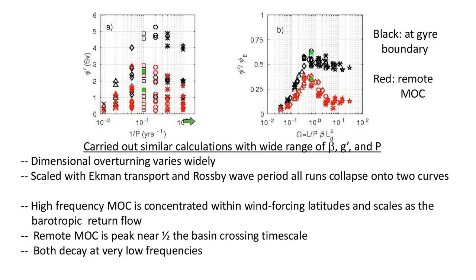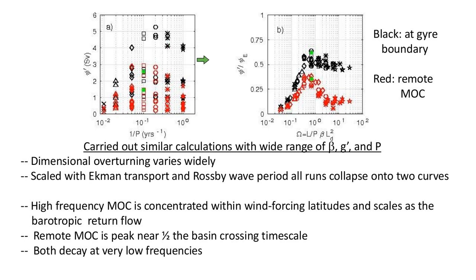So just to see how general this result was, I did a whole bunch of calculations. I varied beta, I varied g prime, and I varied the forcing period, P. And I'm plotting them as a function of 1 over the period. This is now dimensional. So that's 1 year, 10 years, 100 years. And I'm plotting the amplitude of the overturning stream function variability. The black ones are at the gyre boundary. They go from about 2 sverdrups up to 5 sverdrups. And the red symbols are the remote forcing. And that's roughly half of what the gyre boundary is.